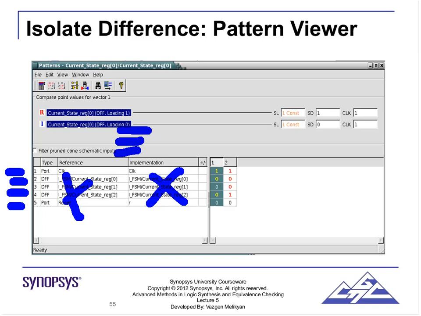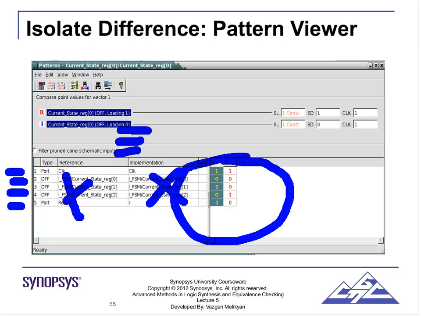The differences can be due to clock gating, or they can be due to scan insertion. But you have to be very sure first that these differences are not causing the failure. On this side you get the pattern, the input vector that causes the failure. Here it is telling you that the reference design is loading 1, and the implementation design is loading 0. It will tell you the state of the synchronous data, this is the input data, the clock, and the synchronous load if the pin is there.